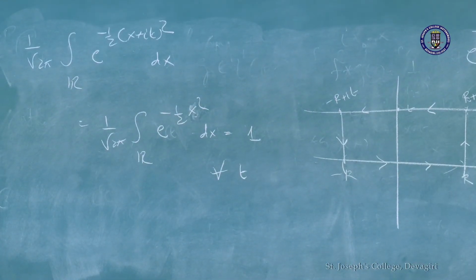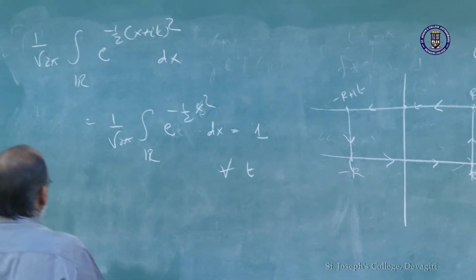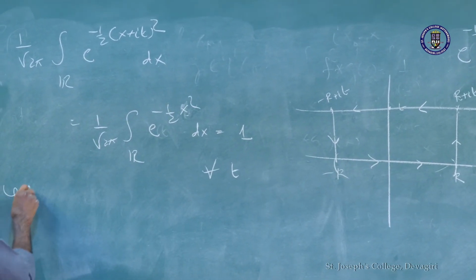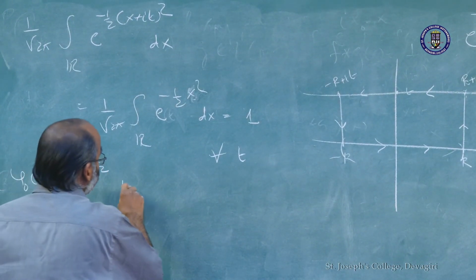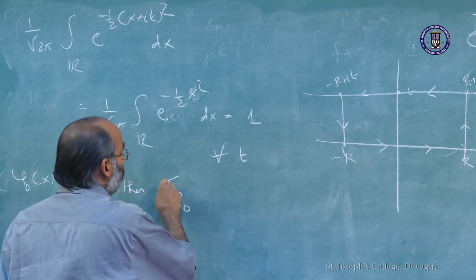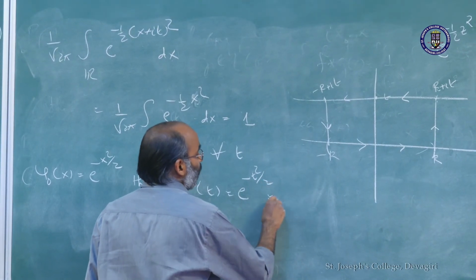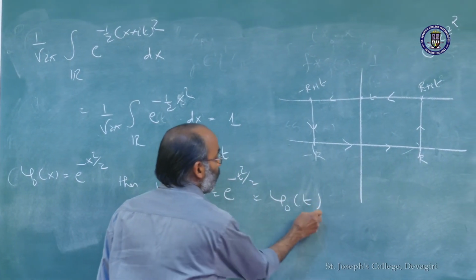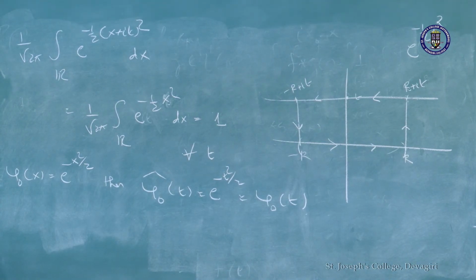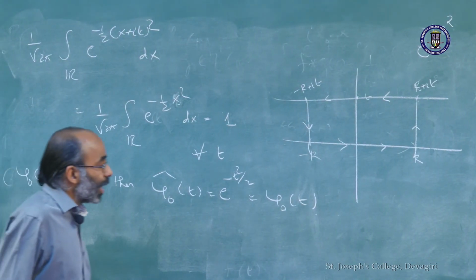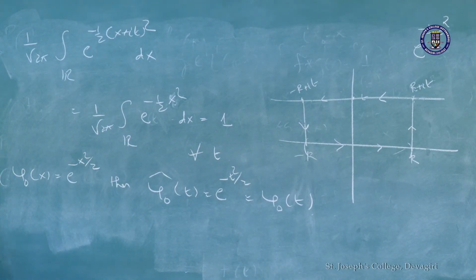But the consequence of the computation is that if I take phi 0 of x to be the Gaussian e to the minus x square by 2, then the Fourier transform is e to the minus t square by 2, which is itself. So, this is phi 0 of t. So, the Fourier transform of phi 0 is phi 0. It is an eigenfunction for the Fourier transform with eigenvalue 1.